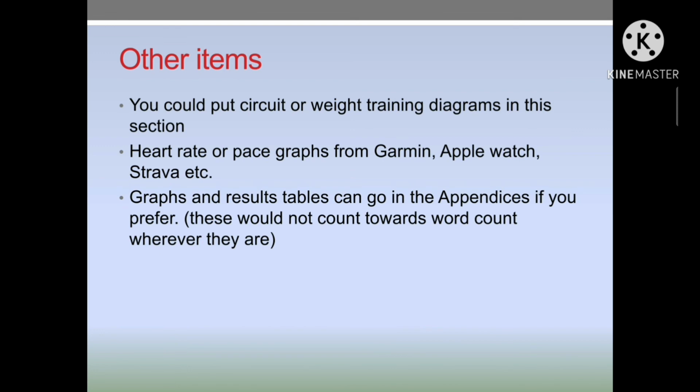Graphs and tables can go in appendices, but they can also go in the body of work. And if they go in the body of work, because they're a graph or a table, they don't count towards your word count. You can't put things like justification of circuit into your 1500 words and hope that doesn't count. That would count. But tabulation or graphs does not count as word count.